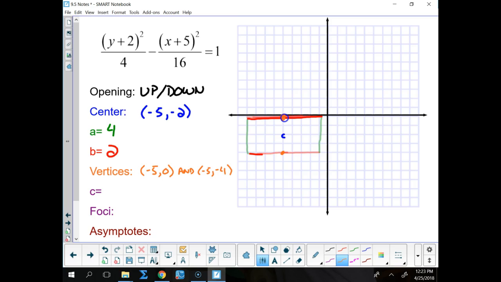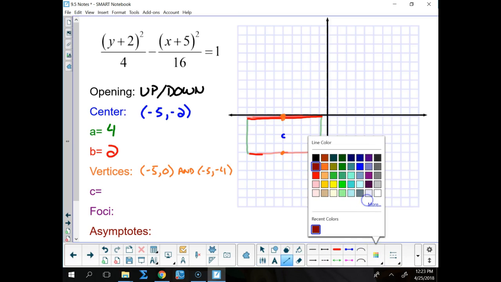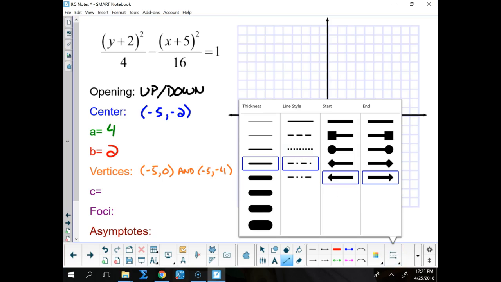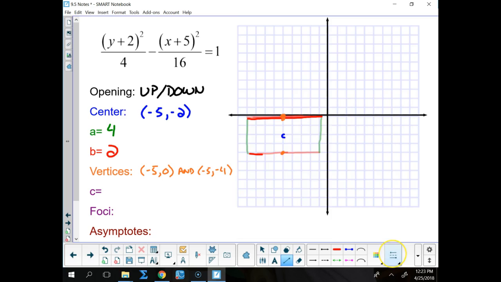Let's knock out these asymptotes. I can't swear. I can't. Sorry. Holy stripes.